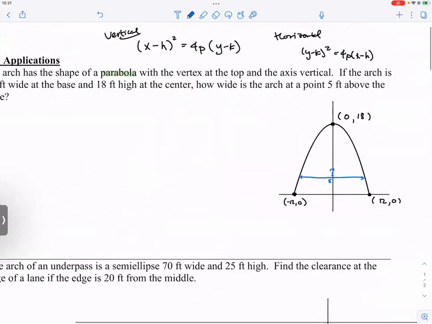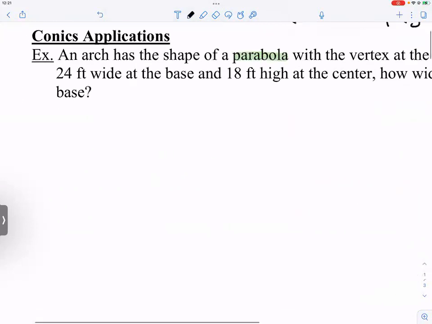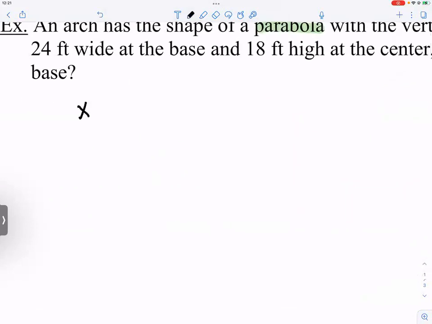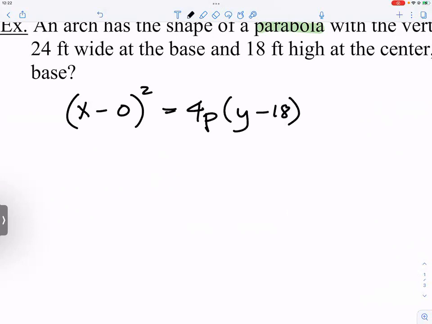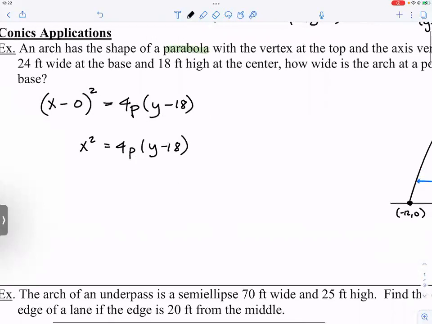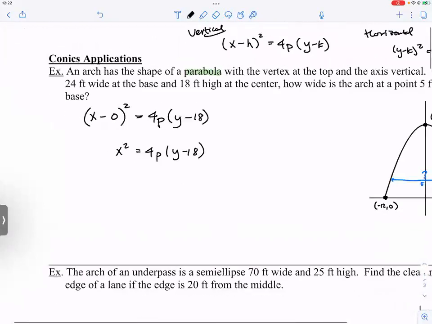Well, how about this? I'll come back to this question. Let's do something real quick. Can we get the equation of the parabola? Well, we have the vertex, at least we can start working on it. So we have x minus 0 squared equals 4p times y minus 18. So we can at least write down something. We have x squared equals 4p times y minus 18. And if you want to get the equation of the parabola, you got to know the p-value. But what's the p-value though?